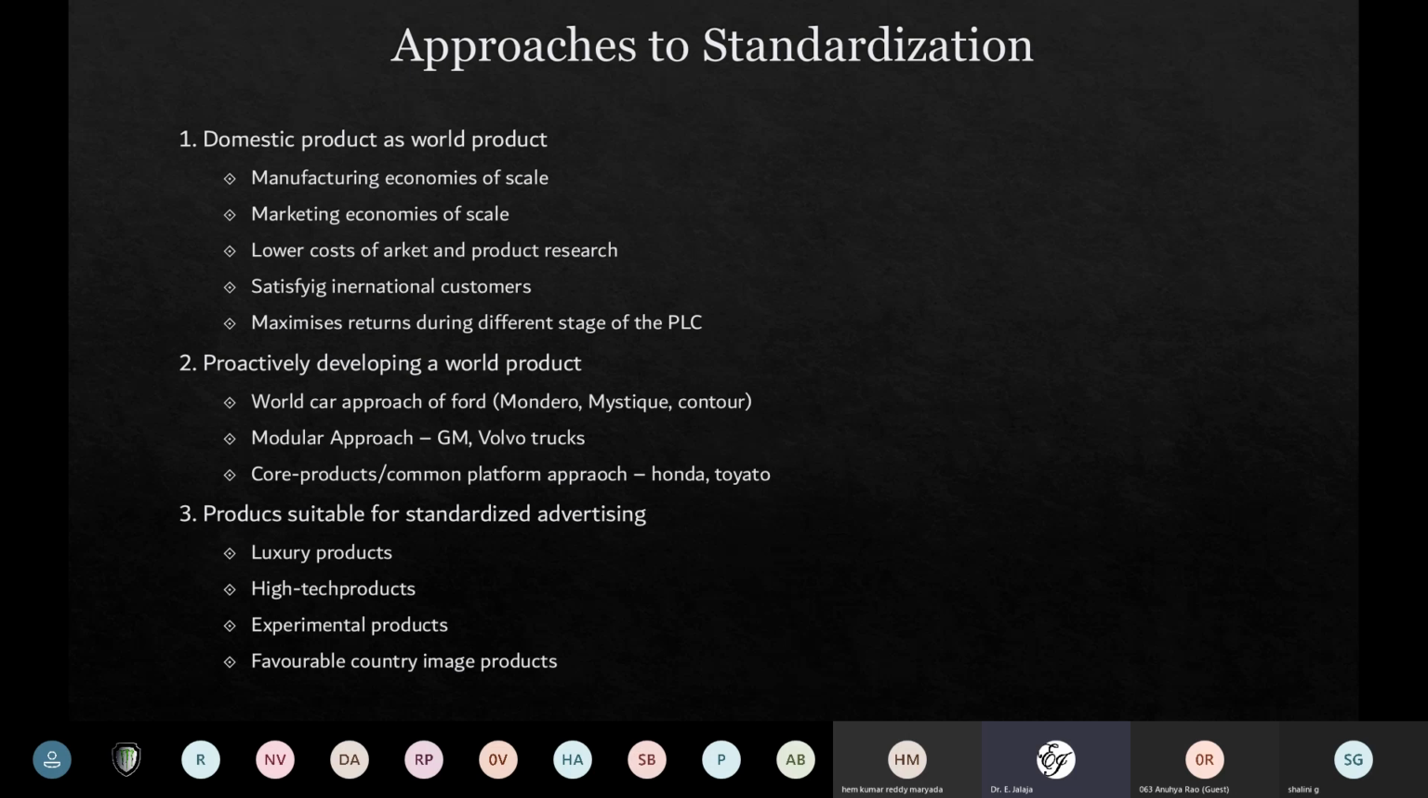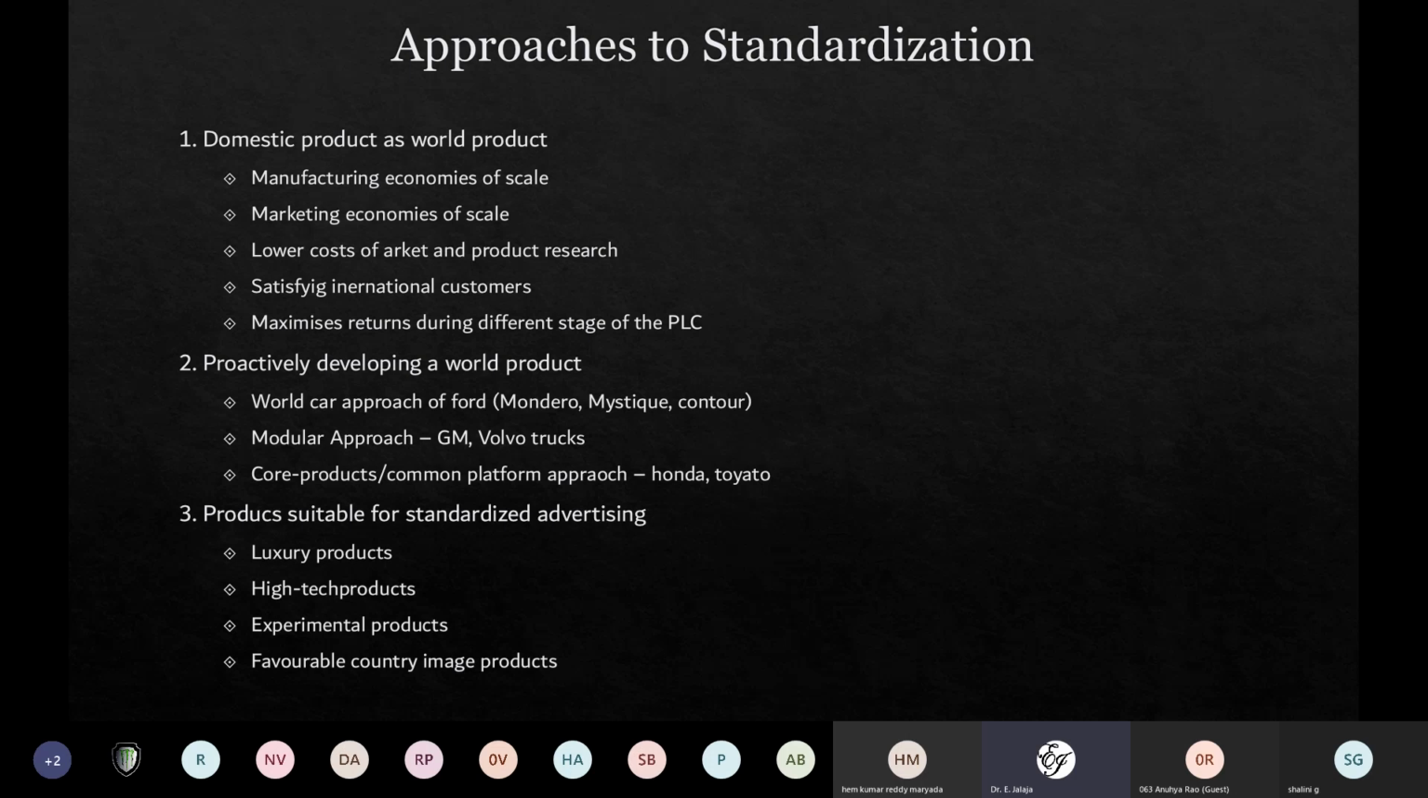And lower cost of market and product research. For marketing, we need to spend low cost. If the marketing budget is too high, you never can see profits. To the extent possible, we need to reduce the marketing cost. And the same amount can be invested in product research. What is product research? Even though your product is standardized and you are offering the same product to the entire world, you cannot sustain with the same product years together. You need to even go for certain modifications, right?